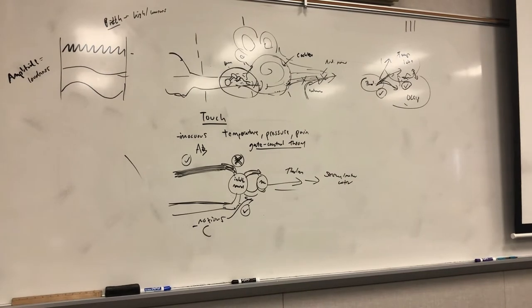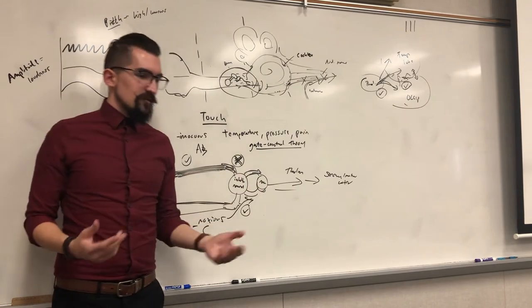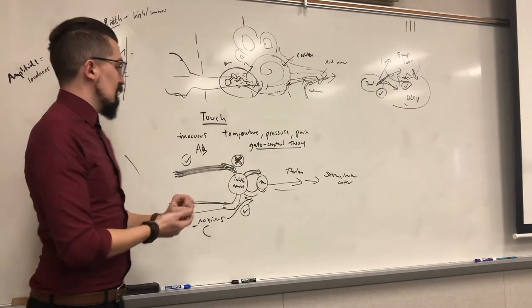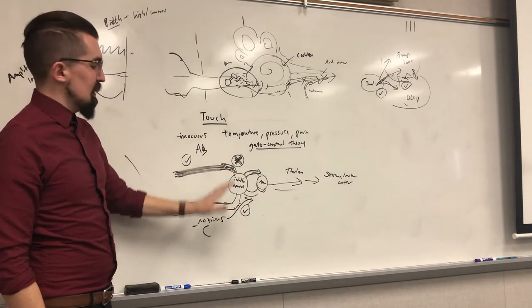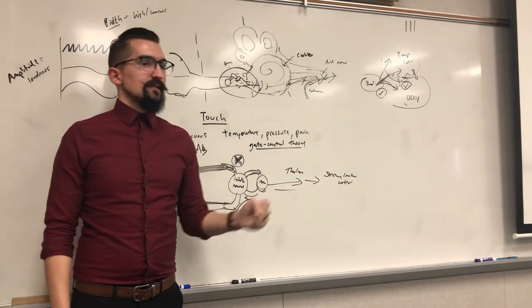All right, so again, if I experience a temperature that's too hot or too cold, or a pressure that's too high to the point that it can be damaging, the inhibitory neuron stops the innocuous or reduces it and allows either fully or partially the noxious so that I get that signal for pain.